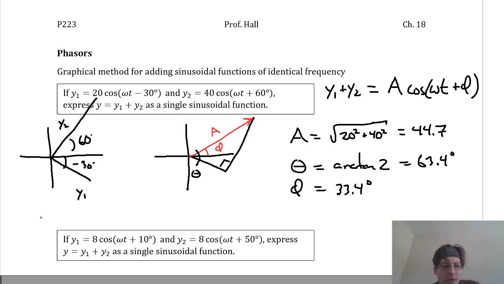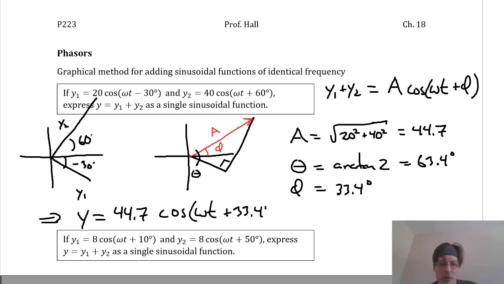So putting it all together, it's just telling me that I can add y1 and y2, these two sinusoidal functions, using just a graphical method. The resultant of the two is going to be equal to 44.7 in amplitude, and it's a sinusoidal function, same frequency, cos omega t, but it has a phase angle, which is a positive 33.4 degrees. Probably you'd want to use radians because omega is going to be in radians, but just for geometric purposes, it's more clear to use angles.